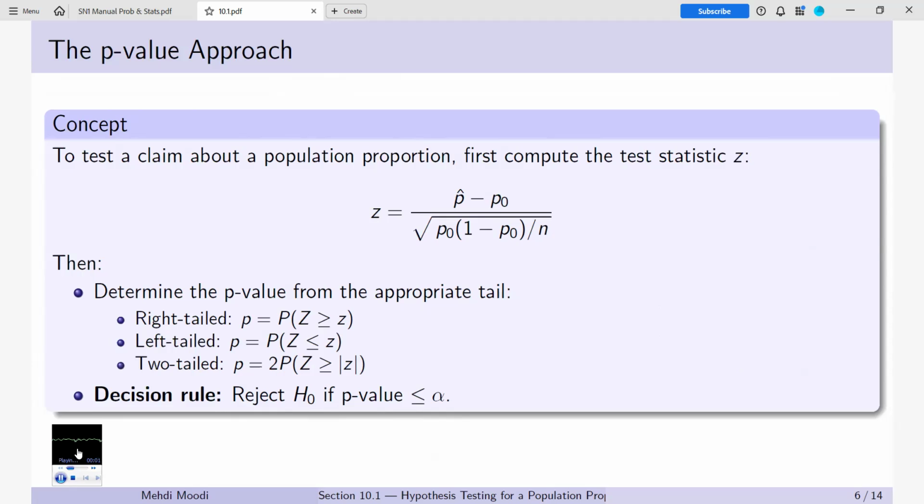The p-value measures how surprising our sample result would be if the null were true. A tiny p-value means the result is unusual under the null and pushes us toward rejecting it. Always match the p-value to the correct tail. Think of the p-value as the surprise meter. The smaller it is, the more your eyebrows go up.